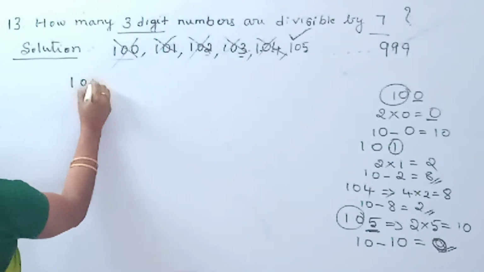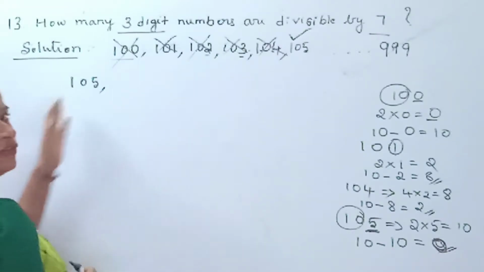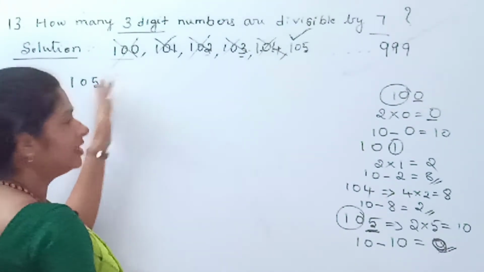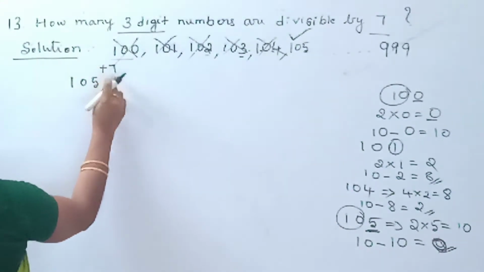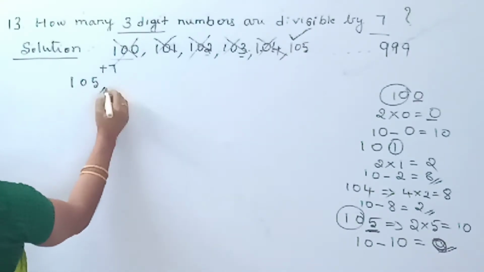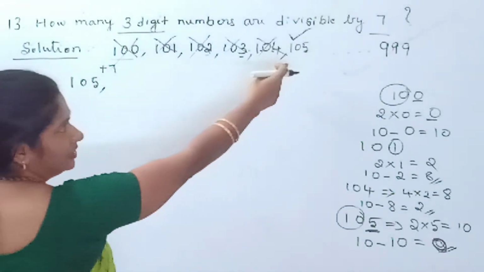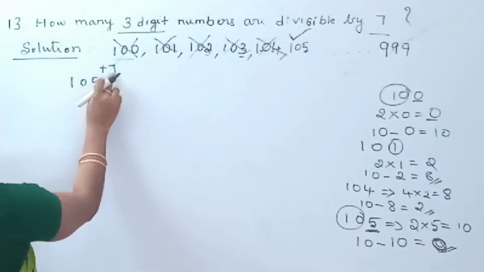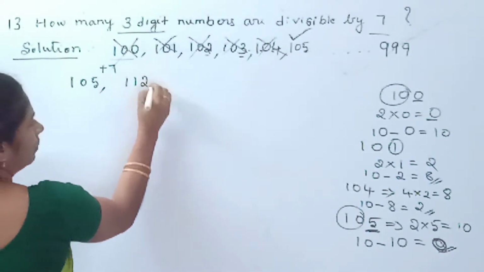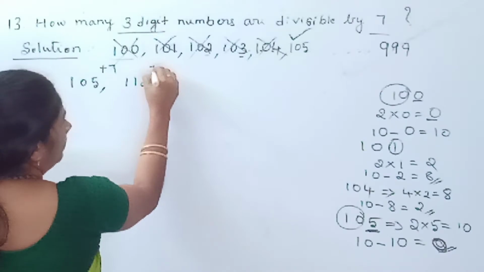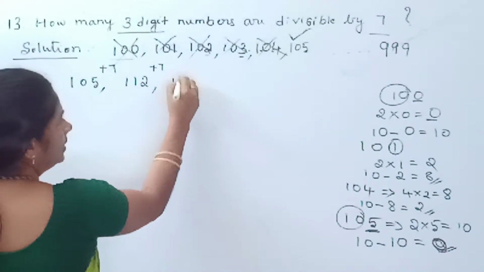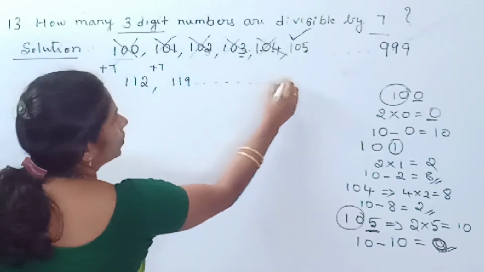It is 105. How will you find the next number, children? Add 7 to 105, and you will get the next number which is divisible by 7. 105 plus 7 is 112. Add 7 to 112, so it is 119 and so on.